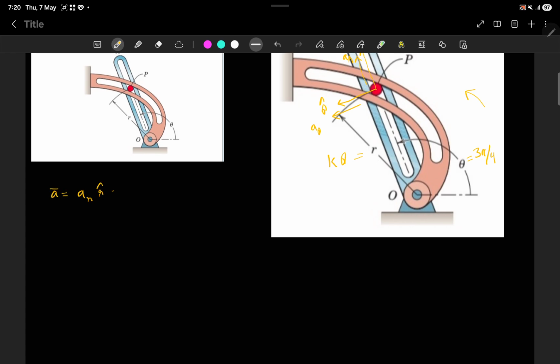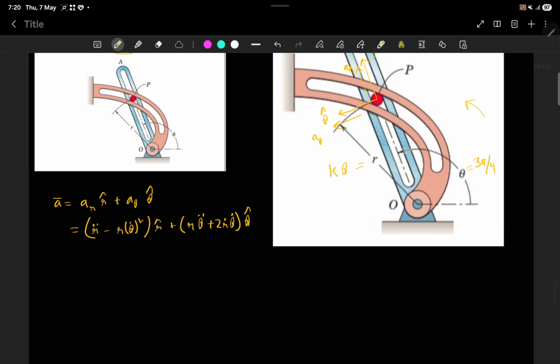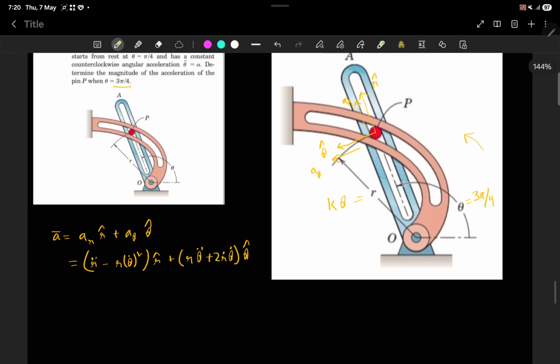a_r cap plus a_theta theta cap, and a_r is r double dot minus r theta dot square r cap plus r theta double dot plus 2 r dot theta dot theta cap. Okay, so I will replace all these terms of r with theta if possible, because r is also in terms of theta.